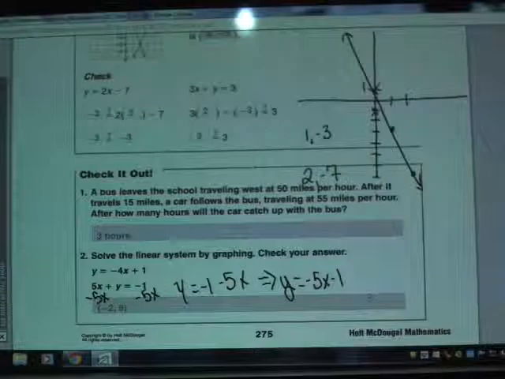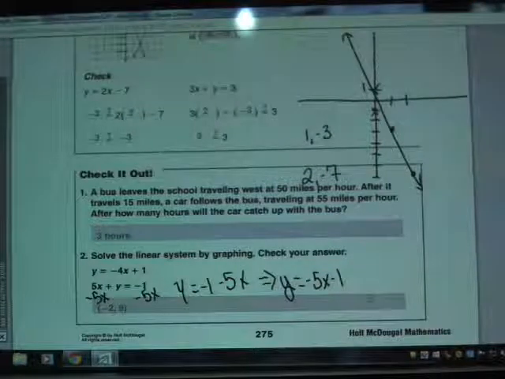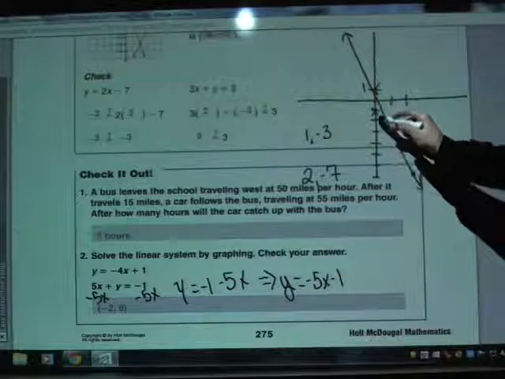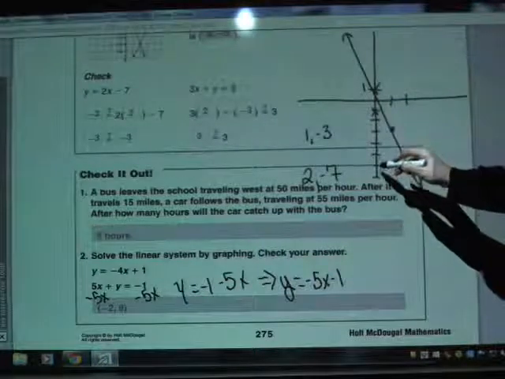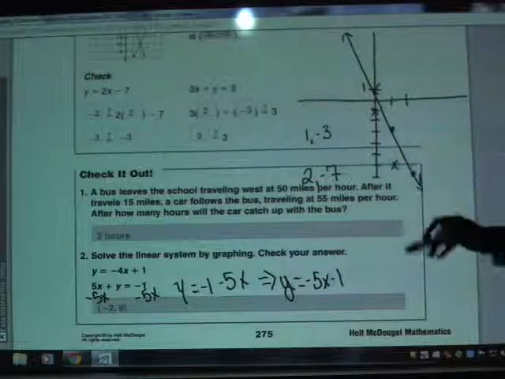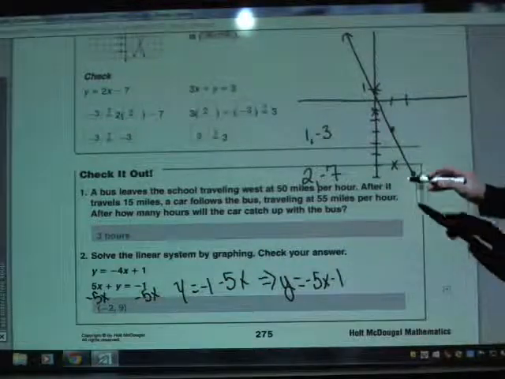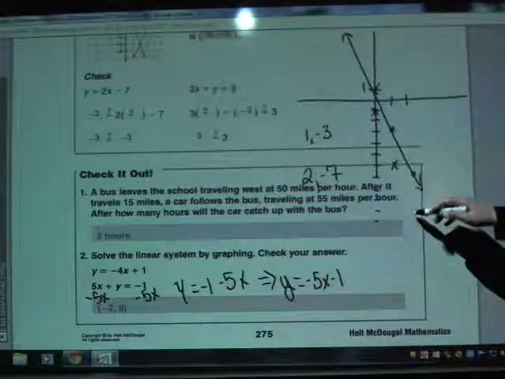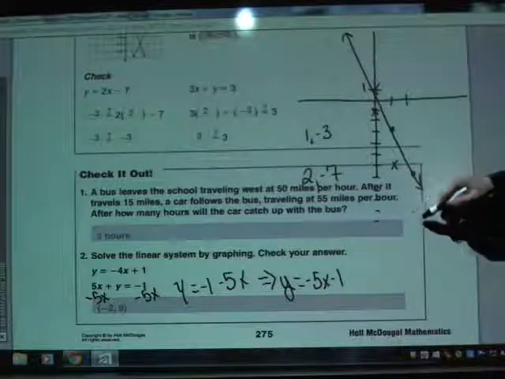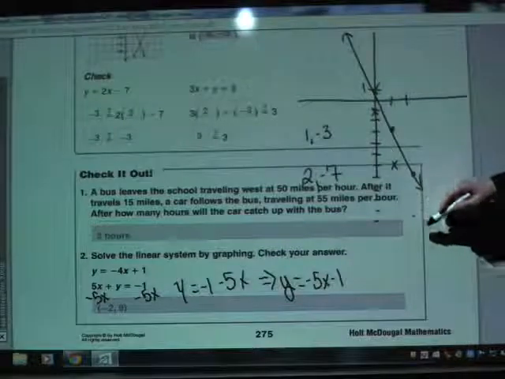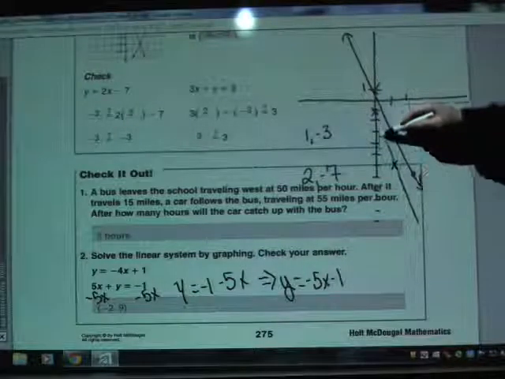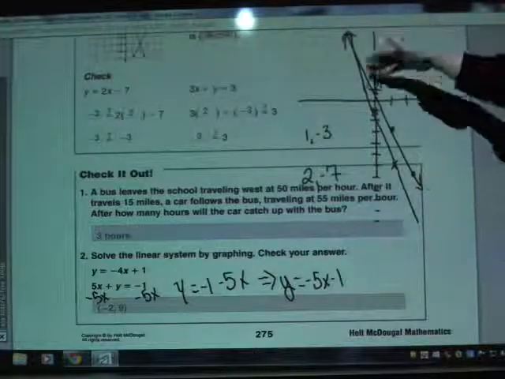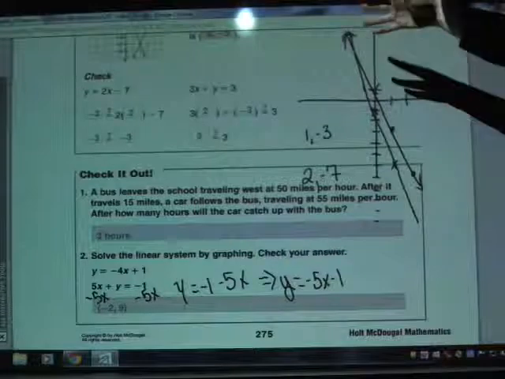Slope is always rise over run. So I've got a rise of negative 5 and a run of 1. So from this point, I'm going to go 1, 2, 3, 4, 5 down, 1 over. Put a point. I'm going to do it again. I'm going to go another 5 down and another 1 over. And as you can see, as I connect my points, they're actually getting further apart. The point of intersection actually works out to be way up here.